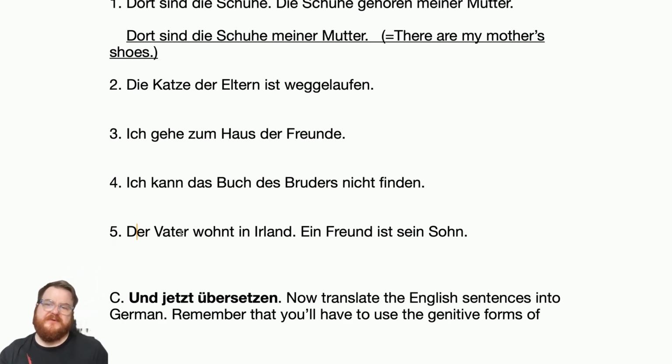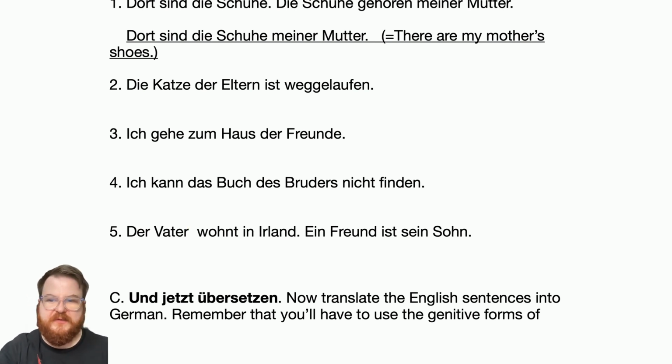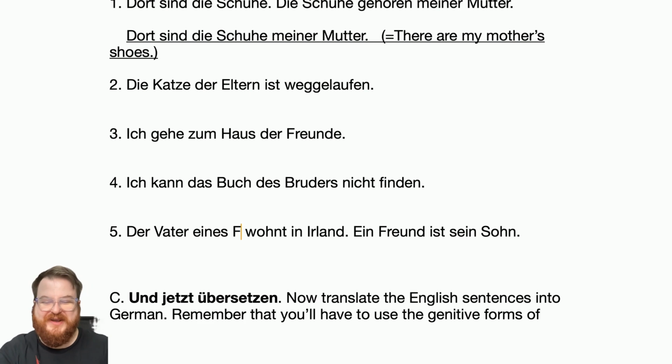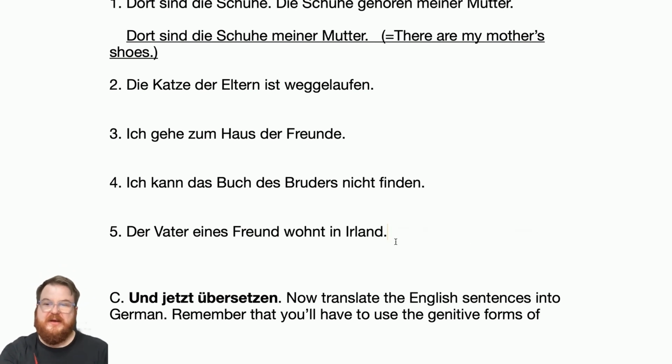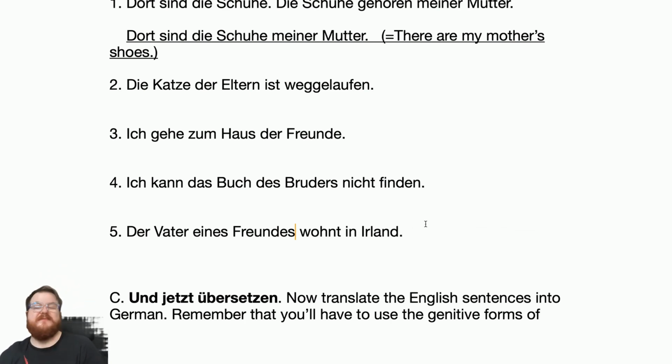This one's a little different. Oh, no, it's not a little different. What am I talking about? It's exactly the same word order. Just remember that Freund is masculine, yeah? So it's going to need an S. Eines Freundes. This one also has an ES. Der Vater eines Freundes wohnt in Irland. The father of a friend lives in England.